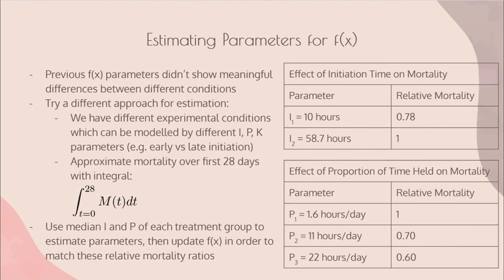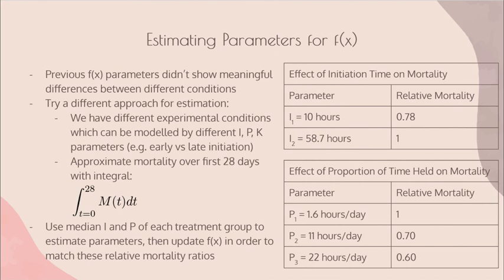Sivanandan et al.'s paper shows how different contact conditions can change the mortality rate. For example, the early initiation group had an 80% lower mortality rate in the first 28 days than the late initiation group. We can simulate these conditions by changing the contact function parameters. We can then approximate mortality with the integral of the mortality function from t equals 0 to 28, and then change the f of t function in order to match these values as closely as possible.